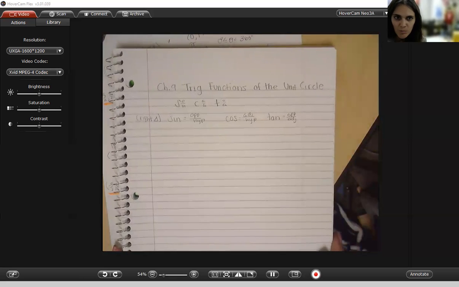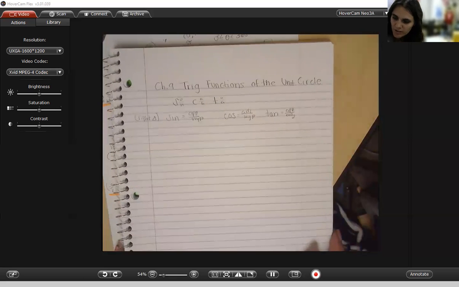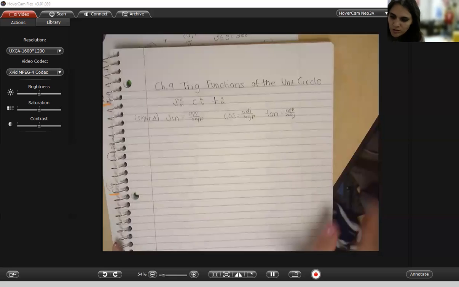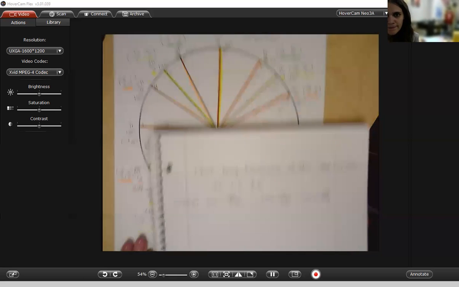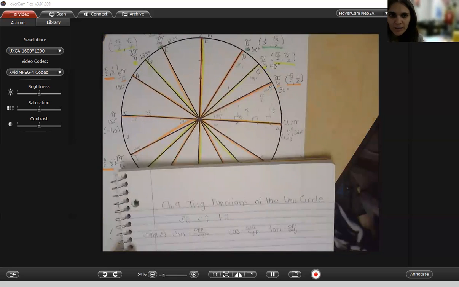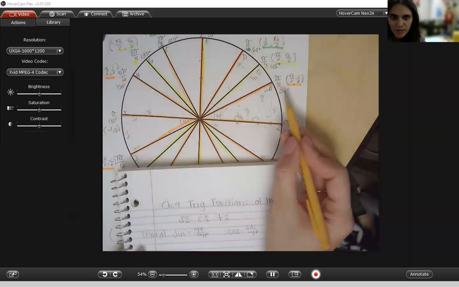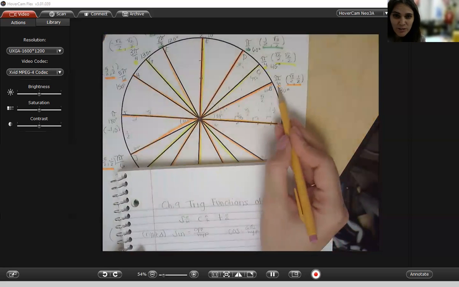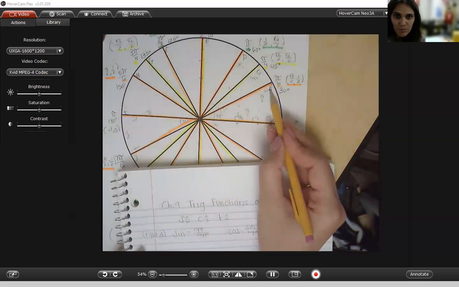Let's see, how does that apply to the unit circle? I love this. So if we were to look at our unit circle and pick a point, let's say we picked 30 degrees, which is the same as pi over 6. They're just two different ways of looking at the same point. We're looking right here at point B.